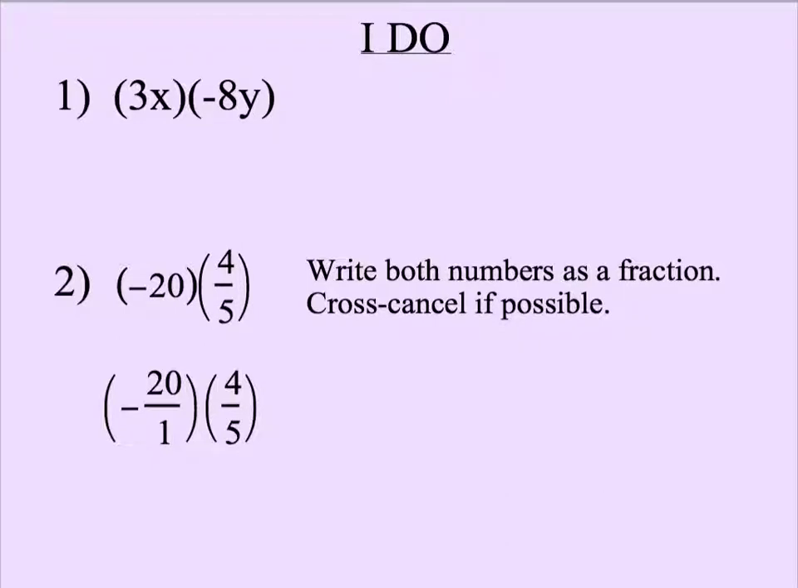Let's do a few examples. Okay, so here I want to multiply 3x by -8y. Okay, so 3 times -8 is -24, and then I have xy.